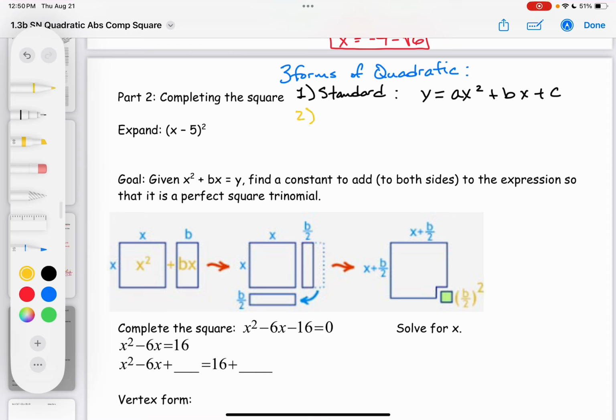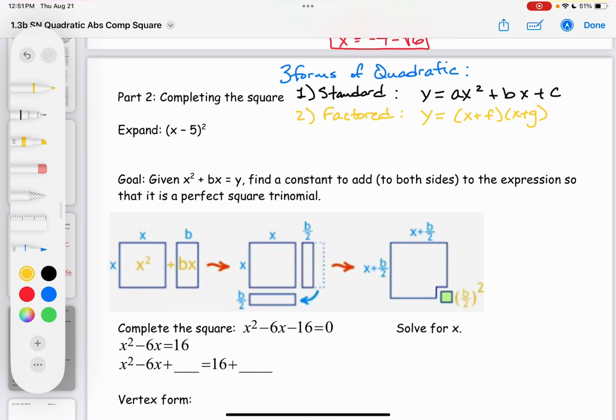Second, we have the factored form. This is kind of an in-between form where you're mid-solve, but it shows you your x-intercepts, which is super helpful, especially when you're graphing. It's x plus f times x plus g, and the f and the g would be your x-intercepts.